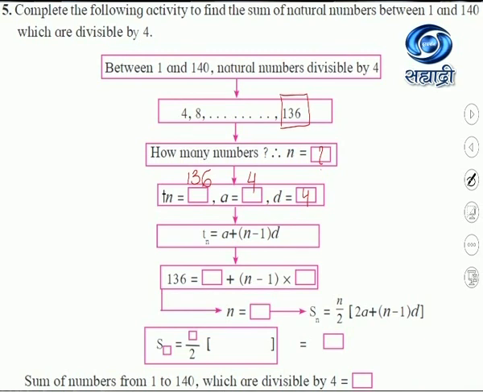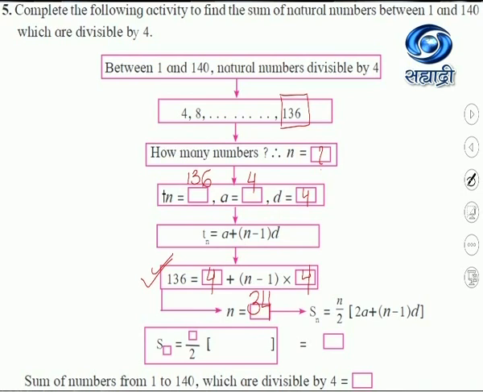Now they had given you the formula of Tn. Tn is equal to a plus (n minus 1)d. So next, they expect you to write the values. So 136 is equal to 4 plus (n minus 1) multiplied by 4, the value of d again. Now you are going to solve this equation and you will be getting the value of n. So I am directly giving you the value. n is equal to 34. We had already solved this Tn in practice set 3.2, so I am leaving this equation for you to solve. So n is equal to 34.